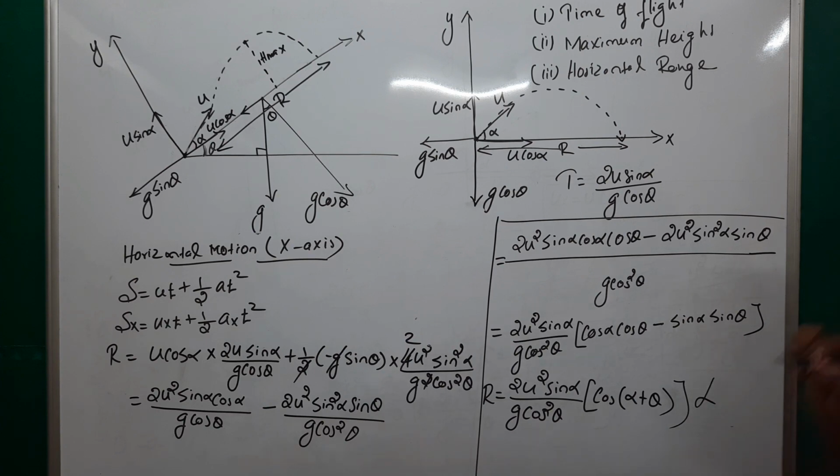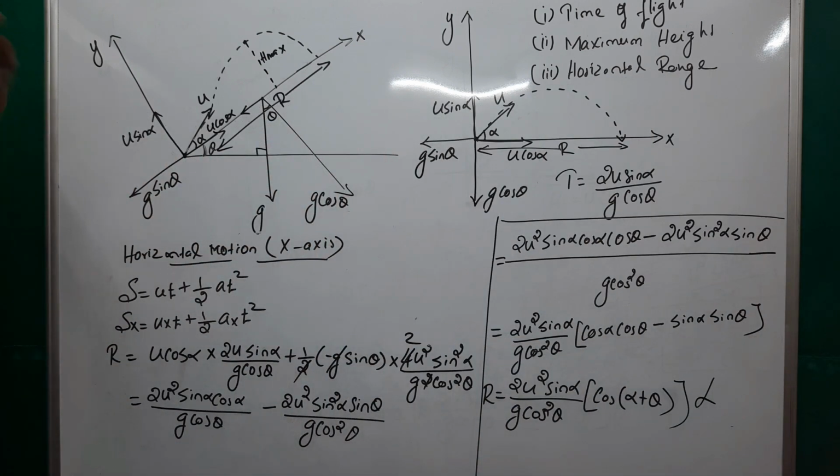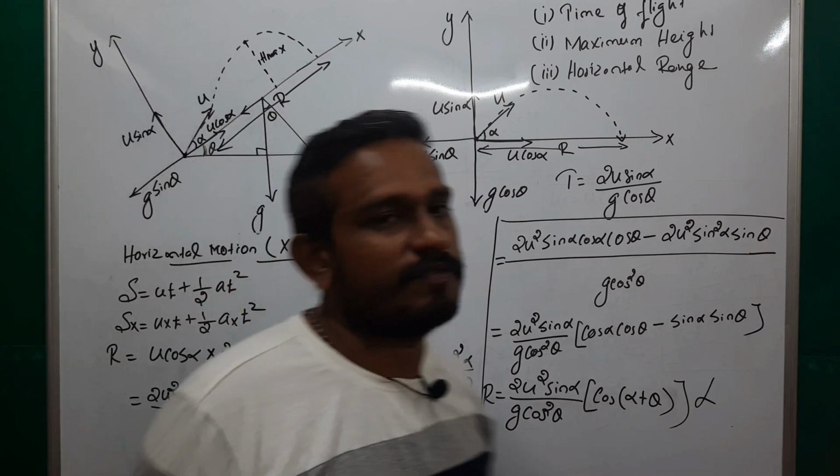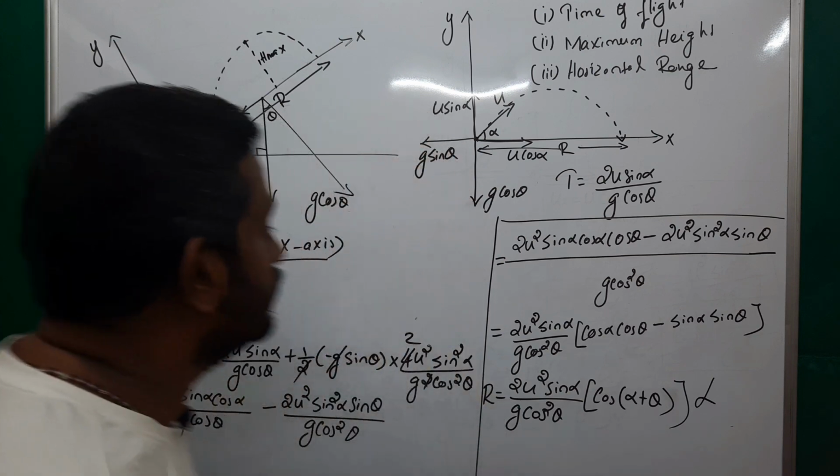So no need to memorize this equation. Just know the concept, how to derive the horizontal range. No need to memorize the formula. So clear, students? These are the three expressions for time of flight, maximum height and horizontal range of inclined projection.